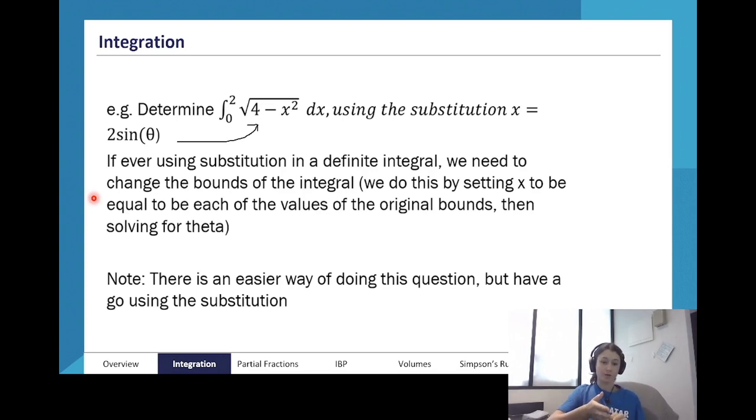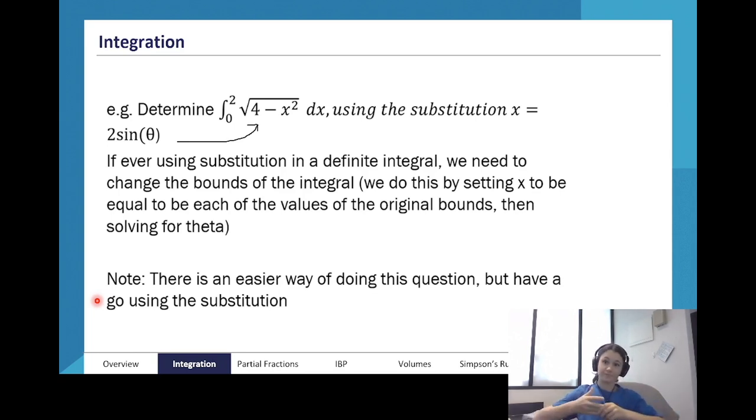And just as a quick note, there is an easier way of doing this question, which you might have recognized if you've gotten a little farther into integration, particularly all the different functions and trig functions that we can integrate. But we're going to have a go using substitution just because it's a good exercise.